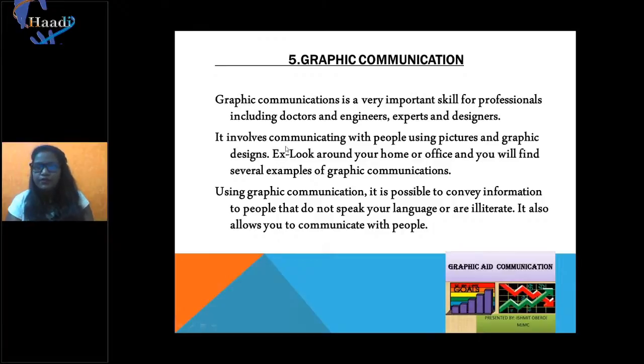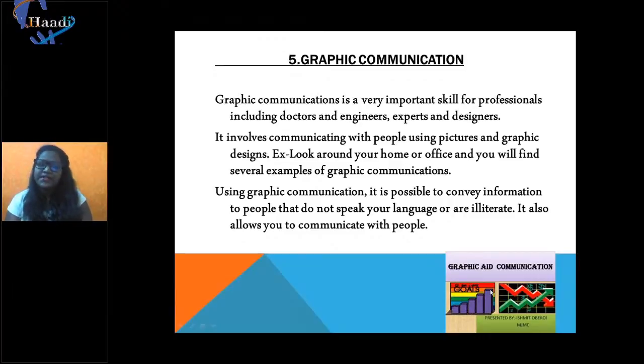For example, if you look around your home or office, you will find several examples of graphic communication. Here is a picture, as in an office we usually have this one. It shows the percentage, whether the company has grown up or gone down, or what the status exactly is, and it all talks about graphic communication. With graphic communication, it's possible to convey information to people who do not speak your language or are illiterate too.